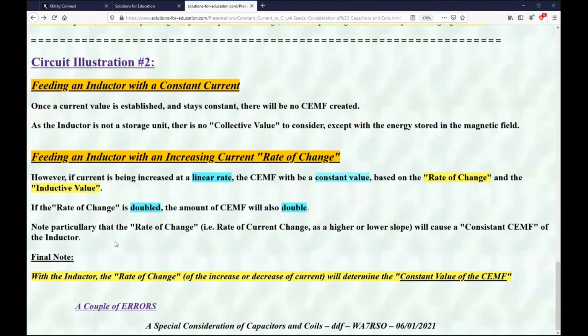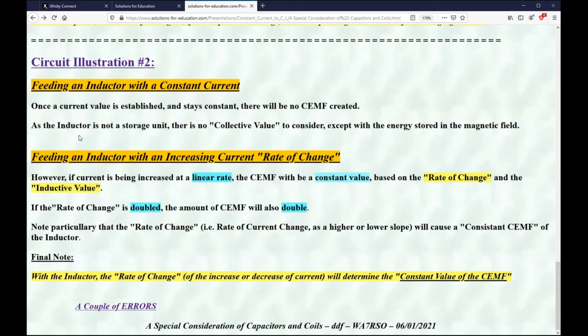Okay, now let's go on down. If you take and feed an inductor with an increasing current rate of change, okay, we have here, if the current is increased at a linear rate. Notice my emphasis. I did this on purpose. What do you expect will happen? If you have a current increased at a linear rate, here's what fools most people. Most of them do a double take on this. The counter EMF will be a constant value. And you say, what? Depending on the inductive value.